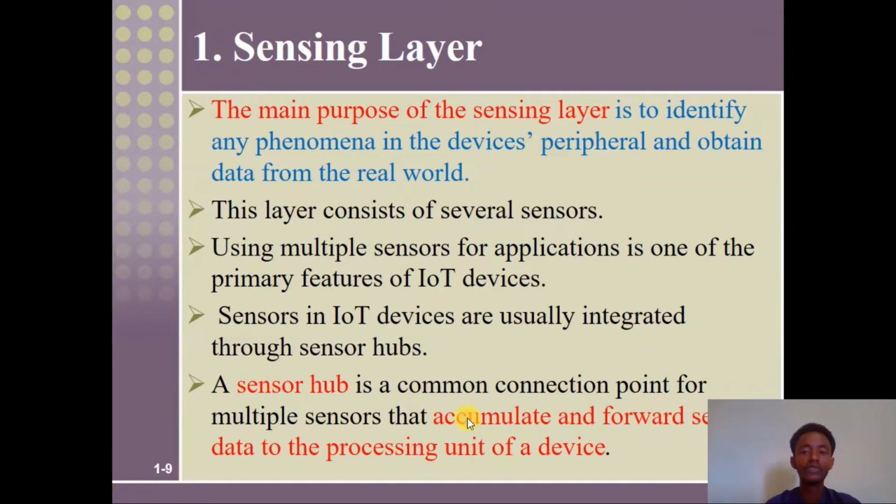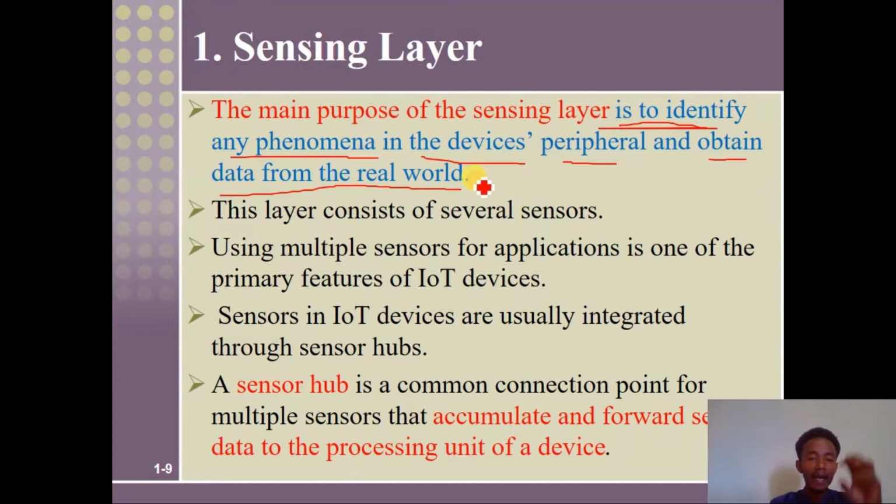The main purpose of the sensing layer is to identify any phenomena in the device's periphery and obtain data from the real world. Sensors are able to sense their environment. By tracking what is going on in the environment using different numbers of sensors, they collect the data and send it to the data analyzing layer to be analyzed. So its main purpose is to identify what kind of phenomena is going on in the environment or in the device's periphery, and also obtain real-time data from the real world.